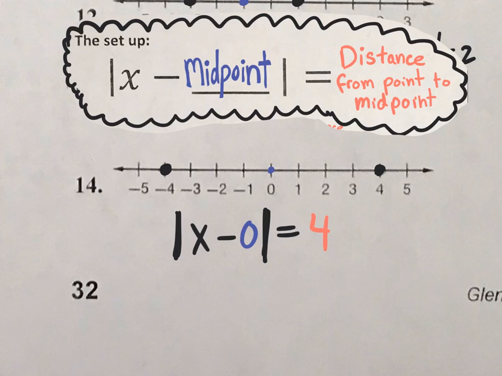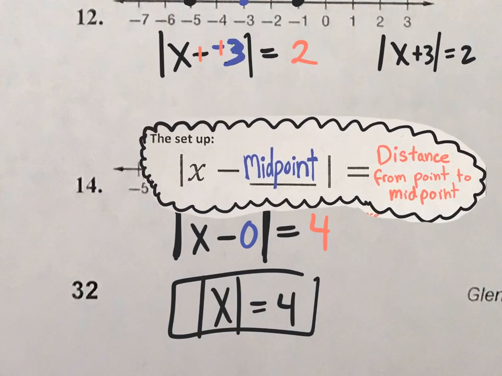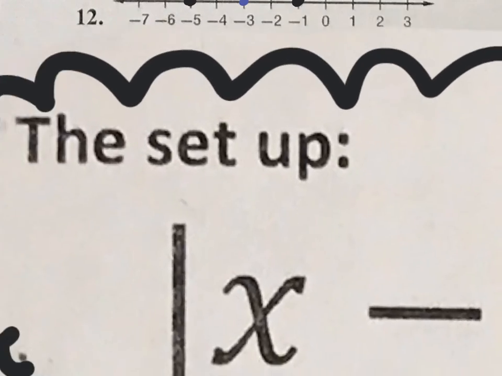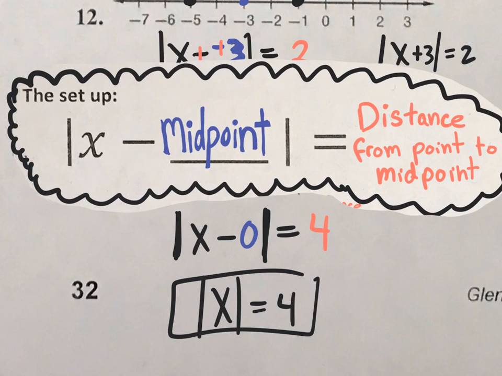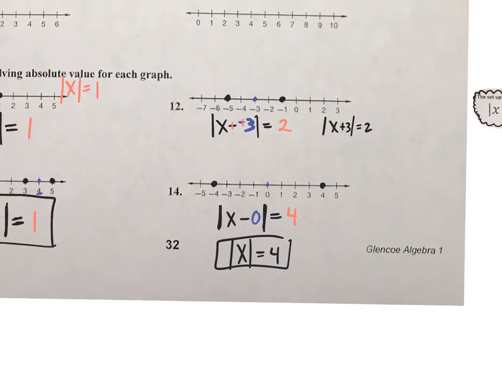So what's the final best looking absolute value equation that we want right here? Just the absolute value of x equals 4. And of course, the two answers that it would give you if you did solve this would be -4 and +4. And it's really that easy, guys. This is the setup right here. The absolute value of x minus the midpoint is equal to the distance from the point to the midpoint. That's all there is to it.